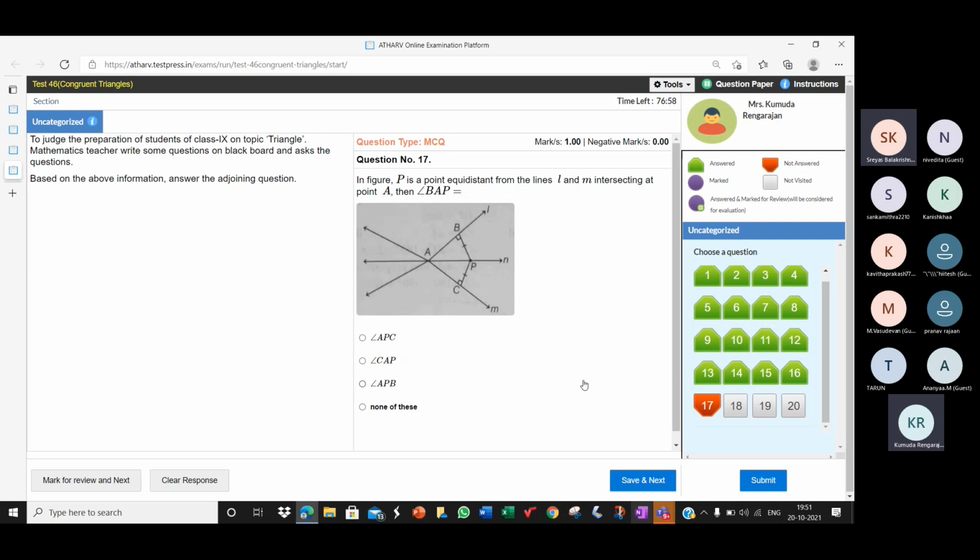Very good. That was very quick also. Since these two triangles are congruent by RHS rule, because right angle, common hypotenuse and one side equal, by CPCTC we have angle BAP equal to CAP. Because these two triangles are congruent by RHS rule. Angle BAP is equal to angle CAP.